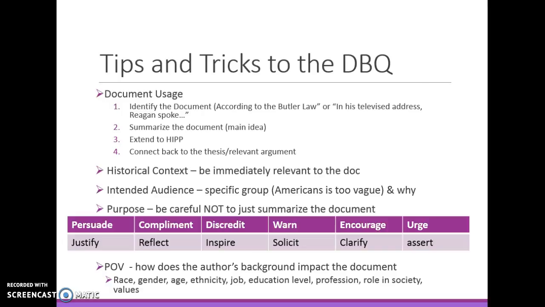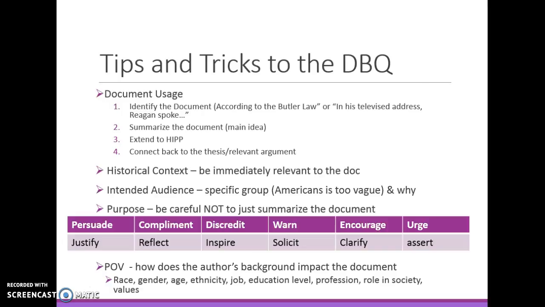Purpose. Students most often think they're extending to HIP because they're stating the purpose of the document. But you have to be careful that you're not just summarizing what's in the document, but really, what is the author's purpose? What are they trying to achieve with this document? And that's where I think really having an action verb helps you. Are they trying to warn a group of people? Are they trying to inspire or discredit or reflect? So action verbs can really help you with that.